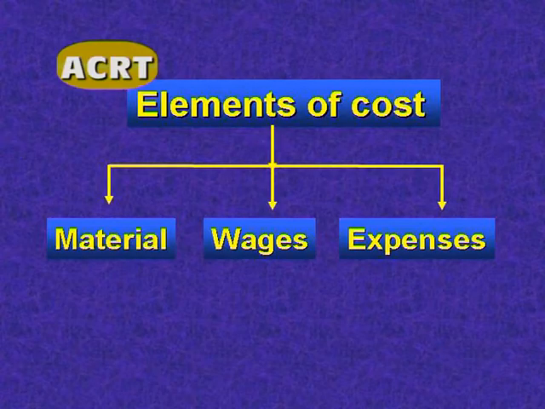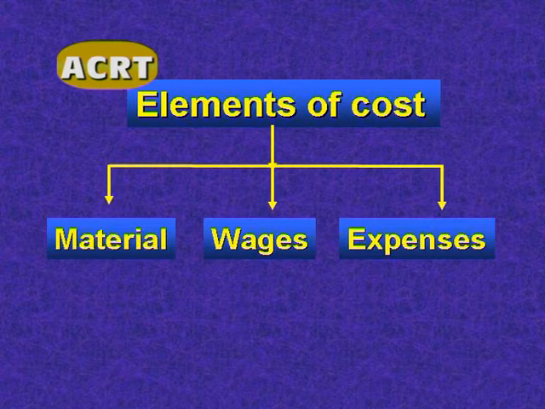Two, wages, that is the cost of remuneration which is paid to the employees, may be salaries, wages, etc. Thirdly, it is in the form of expenses, that is the services provided to the firm in the form of electricity, rent, etc. The basic elements of cost are materials, wages, and expenses.